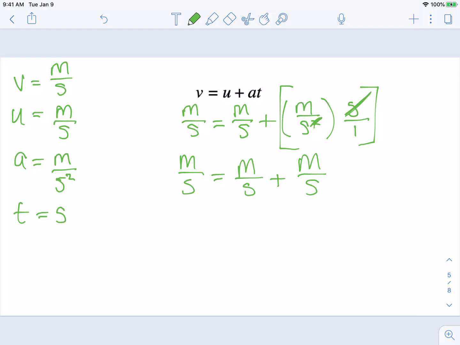When I sum up something measured in meters per second plus something measured in meters per second, on the right side, it would be meters per second. And ta-da! We can see here that the units do equate on either side of the equation.